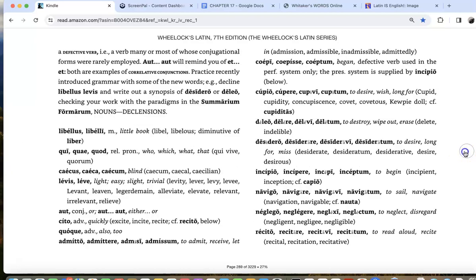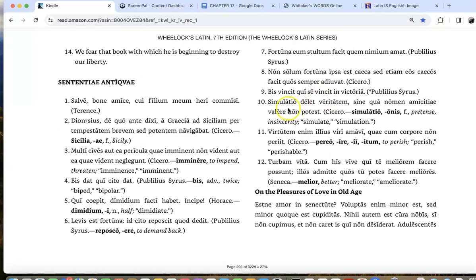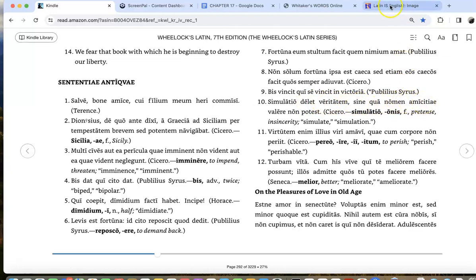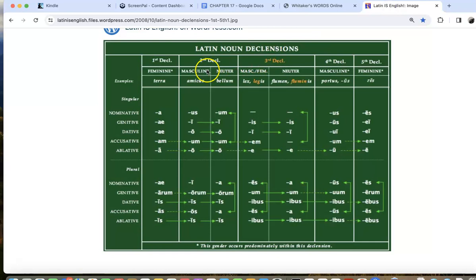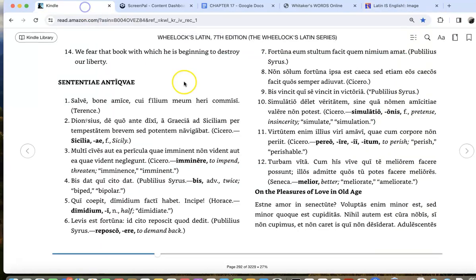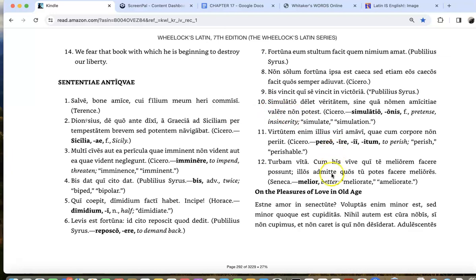Let's see here, going back to the example. So pretense destroys the truth, without which the name of friendship, so of friendship, that's going to be first declension genitive singular. So of friendship is how we would read that. The name of friendship, and then is not able, non potest, to flourish or to do well.